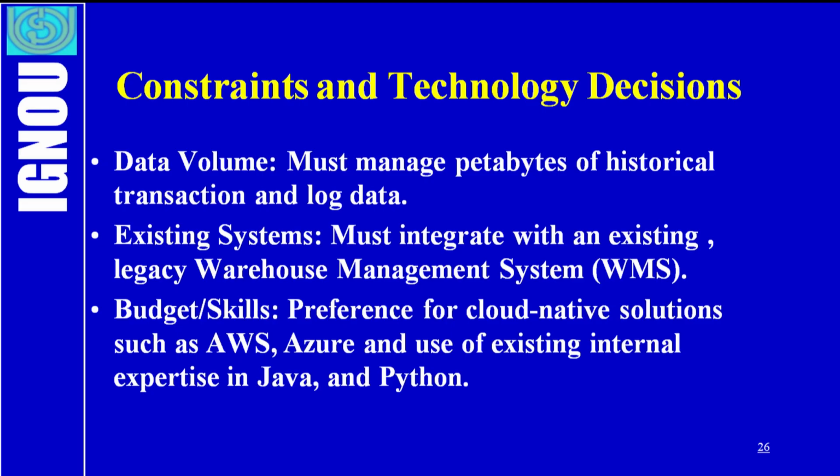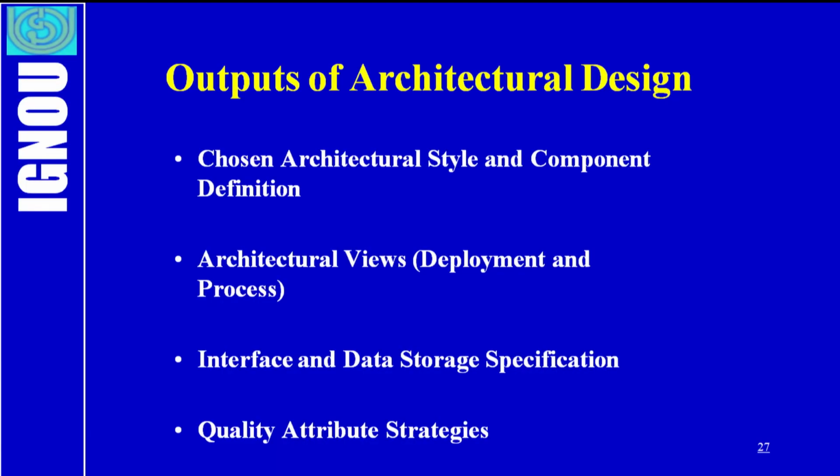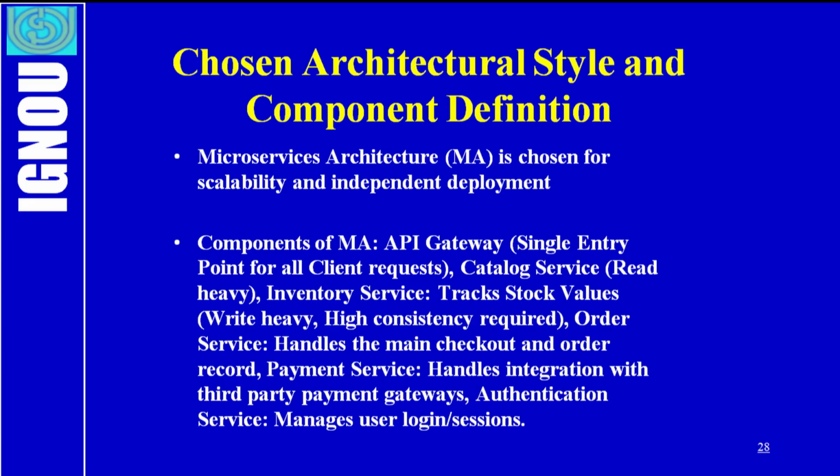All these things are requirements of the system, and ultimately whatever software was developed, it has to fulfill all these requirements. Now the outputs of the architectural design are, one is the chosen architectural style and the component definition, architectural views, deployment and process, interface and data storage specification, quality attribute strategies. So these are the 4 outputs of the architectural design for this particular application. Under each output, you will have many components. So one is like if you say choose an architectural style and component definition, the architecture preferred is microservices architecture, and what are all components of the microservices architecture were listed.